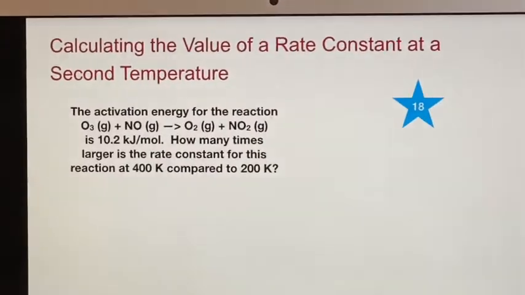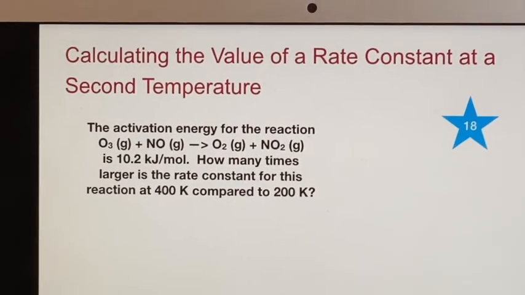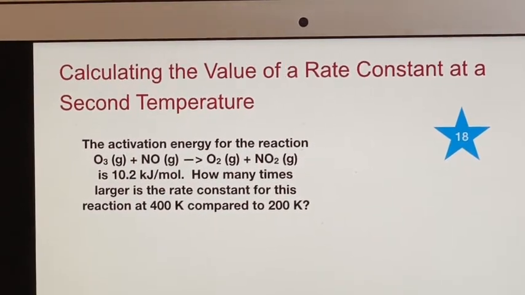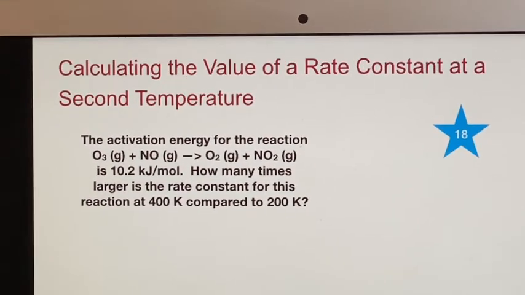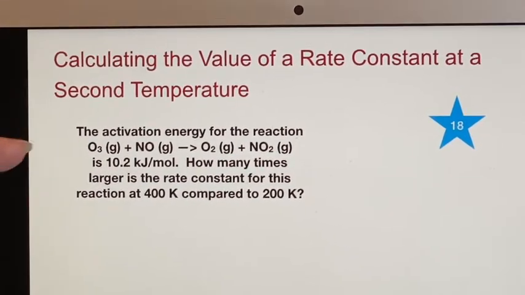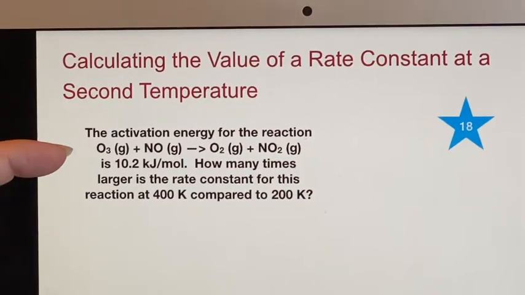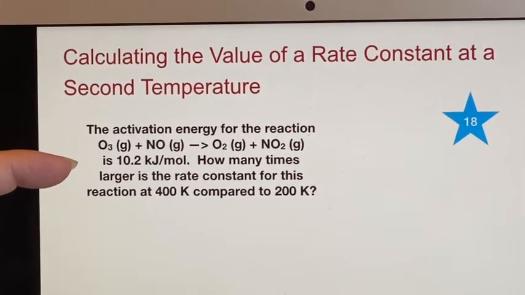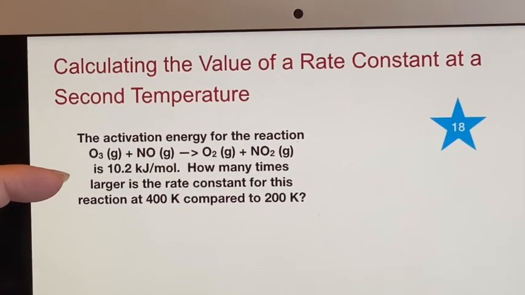Since this has so many different variables in it, it doesn't come as a big surprise that they might ask us to find a different variable. We've already done finding E sub A. Let's try something else. Here is a reaction between ozone and nitrogen monoxide, and they've given us the activation energy.